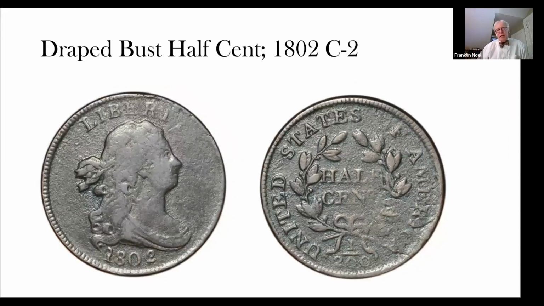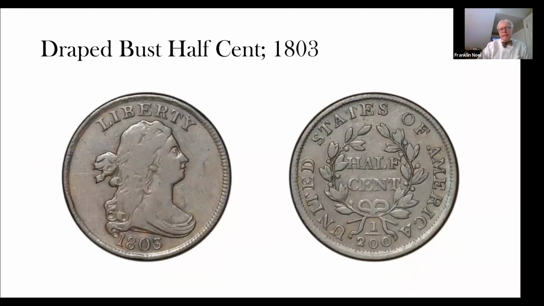There's one other 1802 die variety. It too is scarce, but not as rare as the C1. In 1803, the mint struck 4 half-cent varieties by mixing and matching 2 obverse and 4 reverse dies. None are rare, though the C2 is somewhat scarce. This is the more common C1 variety.